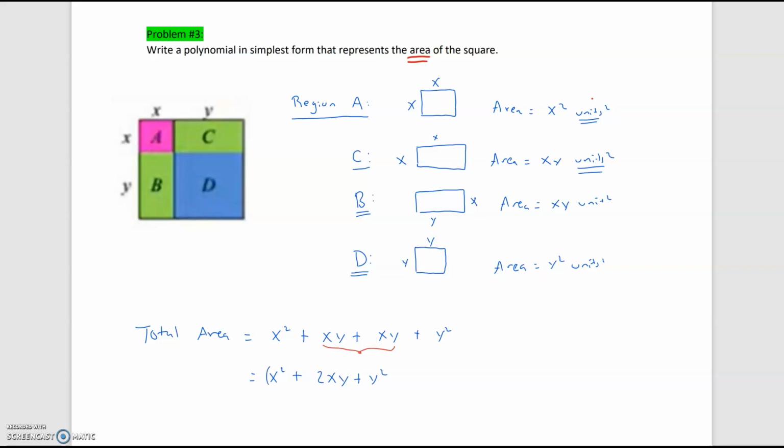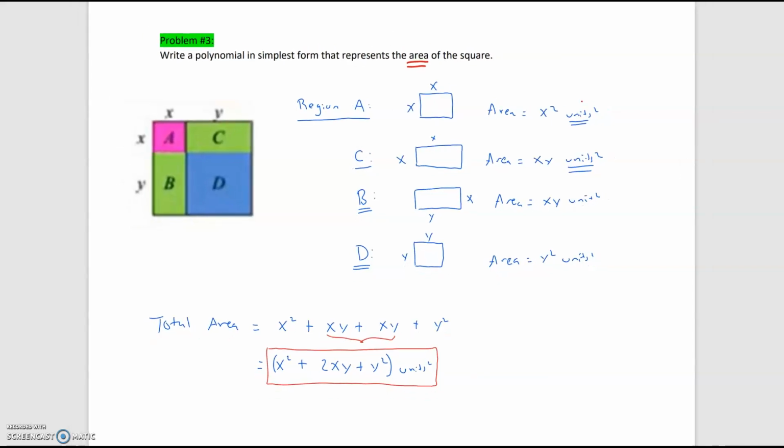And technically, because we're looking at an area, this one will have units squared. And they don't mention what type of units, so we would just rewrite it as units to the second power. So that's going to be the polynomial that represents the region in terms of the actual letters that are given, x's and y's. That's it for this one.